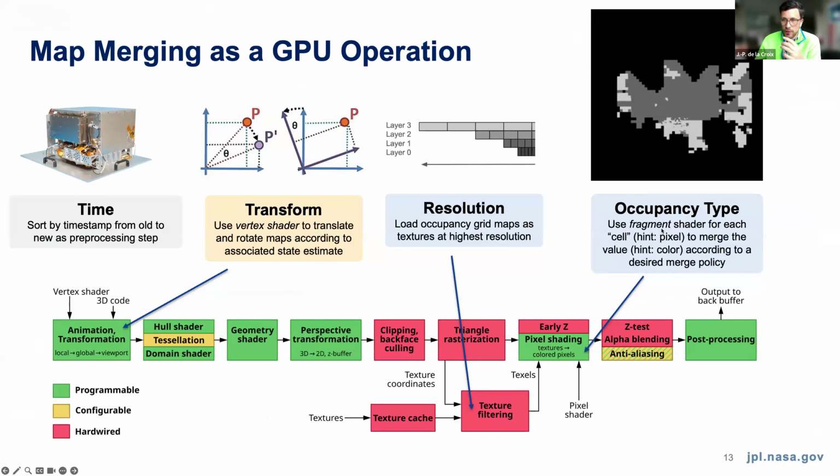Because what you're trying to do is you've got two maps that are coming from two different robots that might overlap. What you really want to do is apply a merging operation to two overlapping cells. So figuring out where that overlapping cell is in space is the computationally expensive part.